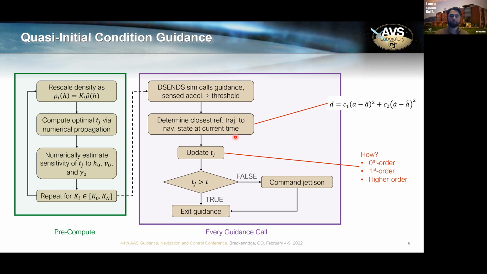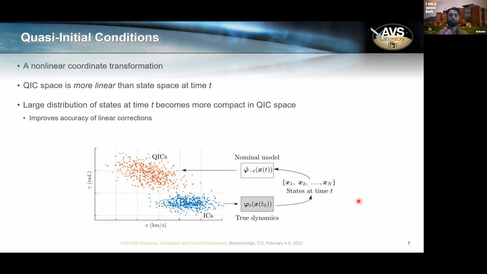And then I was very vague about how we actually update the jettison time using that information. And that's in part because there's a number of different options, that I'll go through in a moment. So you can do a 0th order correction, a linear correction, or some higher order correction. Before I get to that though, we should talk about what these quasi-initial conditions are that I've been mentioning in the name of the algorithm.